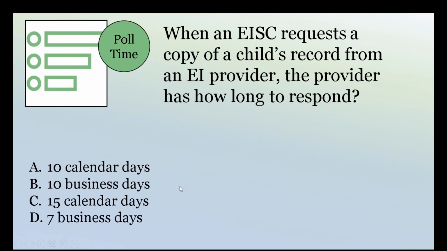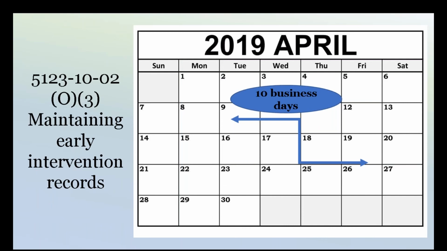So if you have your rules, go to 5123-10-02-03. We'll give you a minute to do that. So I always say rule 2, section O3. Within 10 business days of a request by an early intervention service coordinator and early intervention service provider, this means anyone providing services via the IFSP shall provide a copy of a child's early intervention record. So it's 10 business days. It is. It seems like a lot of things in the rule go by calendar days, but not this one.